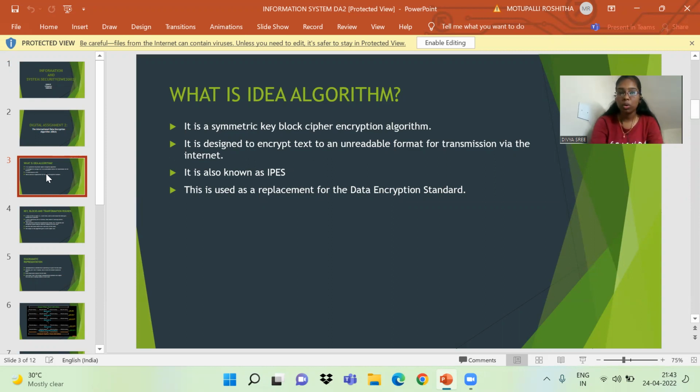This is also known as IPES. This is used as a replacement for data encryption standard. That is, it is also used for the replacement of the DES algorithm. It uses both substitution and transposition in the algorithm. We use the techniques of substitution and transposition in the algorithm.